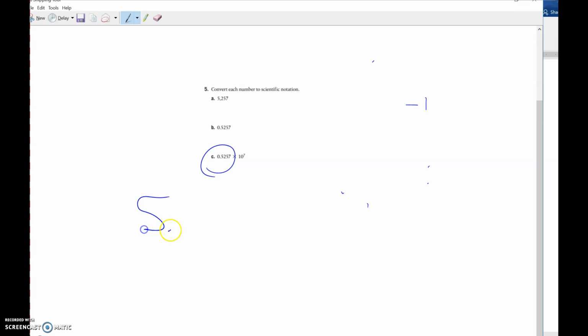I know this should have been 5.257. So I'm thinking I need to take one of these 10s from this guy and make this 10 times bigger. So then I know that's going to be 10 to the 6th.